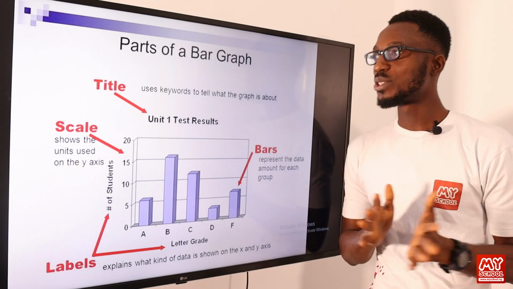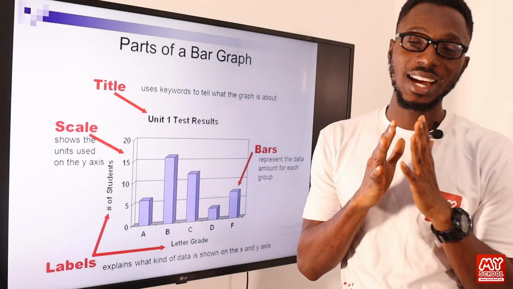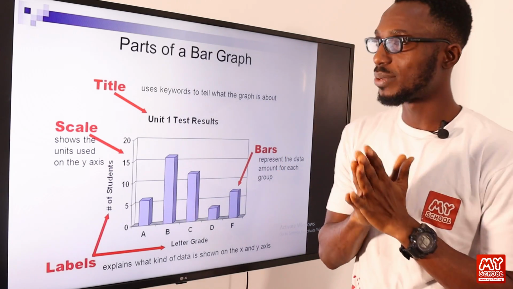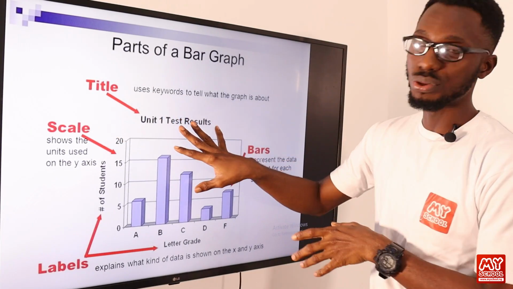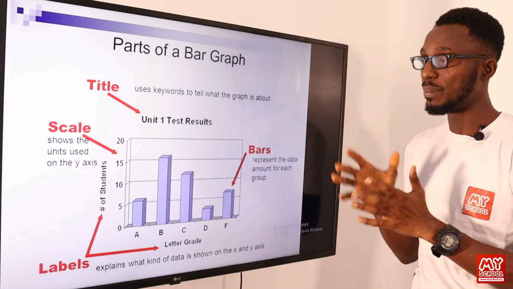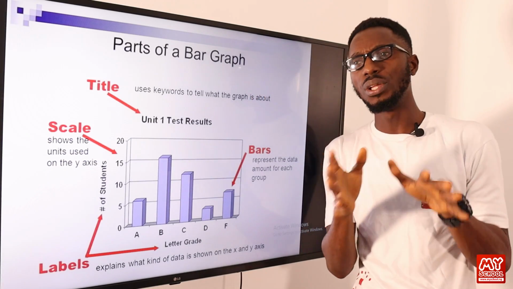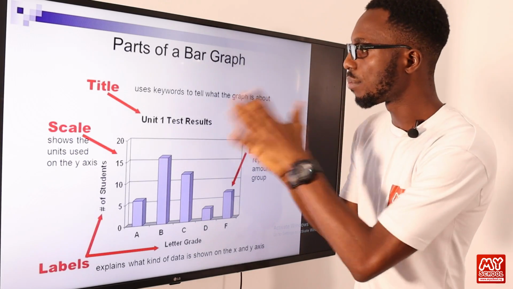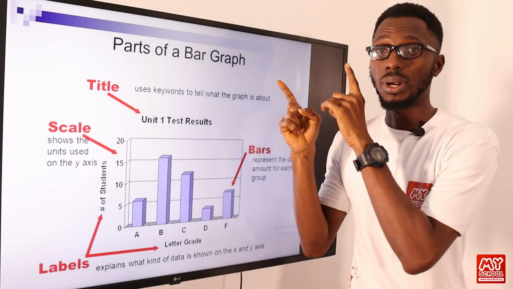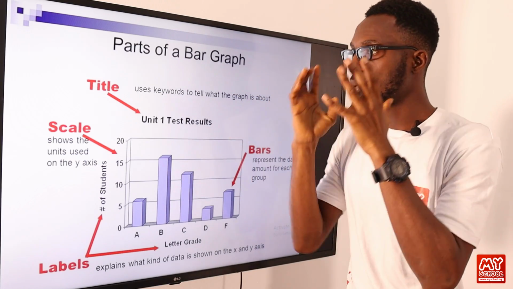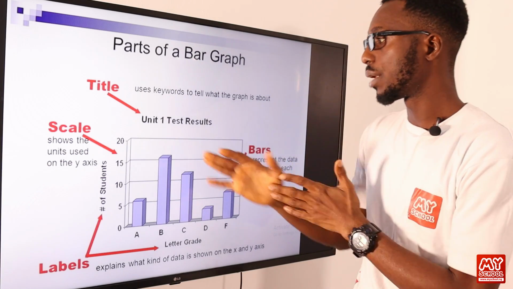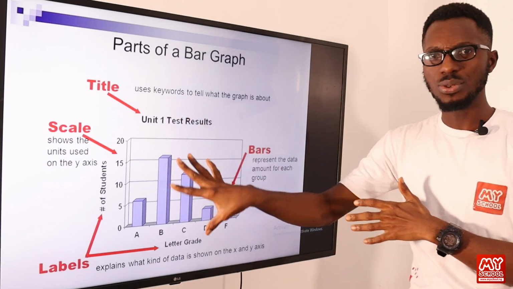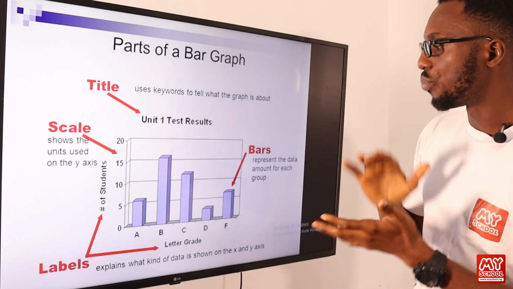So what are the parts of a bar graph? Like I said earlier, you can call it a bar graph or a bar chart, whichever is applicable. At first we have the title. Use keywords to tell what the graph is about, so that an examiner or user who comes across your bar graph can see at a glance what it is all about. The title of this graph is Unit 1 Test Results.